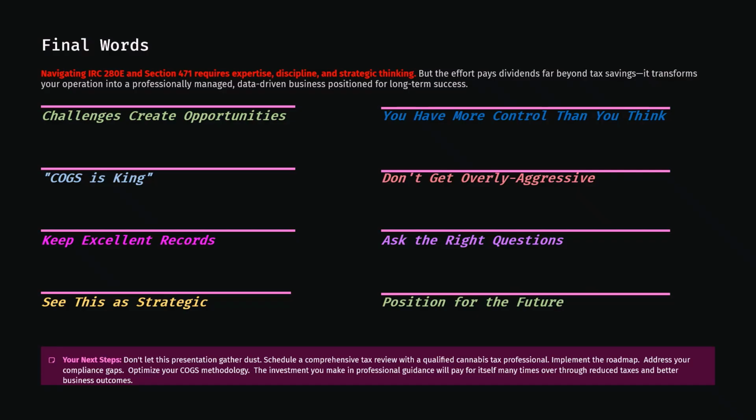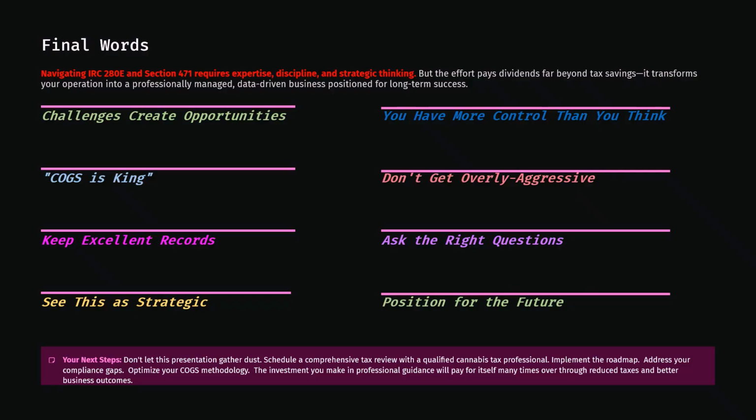Wrapping up now with some final words and lessons learned. 280E presents challenges, but 471 provides opportunities. And the businesses that master this balance don't just survive, they thrive while their less sophisticated competitors struggle. Remember that COGS is king in cannabis taxation.